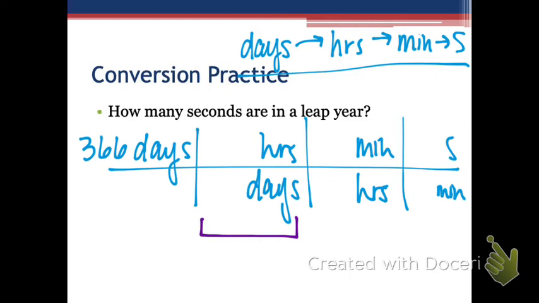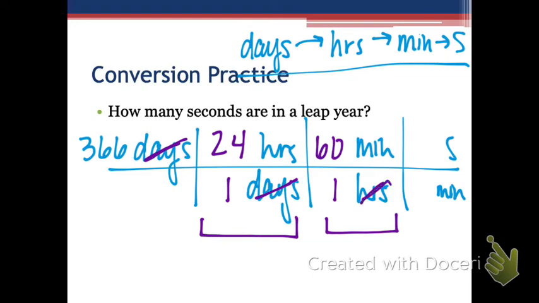Which one gets the 1 here, hours or days? Days. And how many hours are in one day? 24. Okay, so days is gone. If I did the math right now, I would be in hours. That's not what I want. Now I'm going to come here and say, is there 1 minute in 60 hours or is there 1 hour in 60 minutes? 1 hour and 60 minutes. So now hours has canceled.